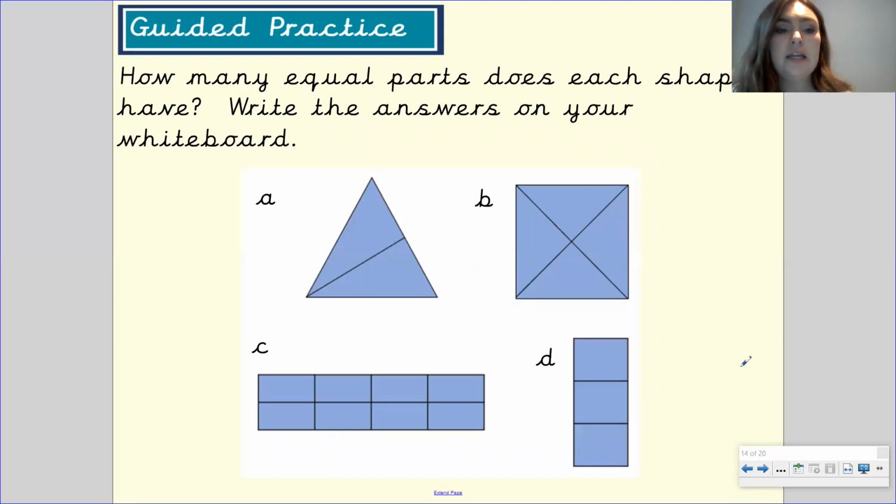Okay, let's have a look at this one. So this question says, how many equal parts does each shape have? And you need to write the answers on your whiteboard. So you're going to write A and then tell me how many equal parts it has. Then you'll do the same for B, C, and D. So pause the video to write this on your whiteboard now.